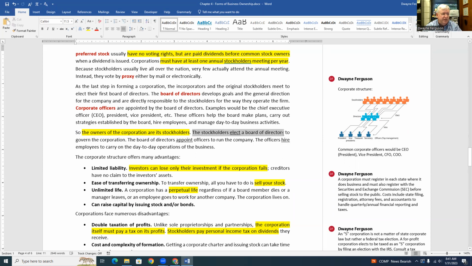The board of directors, they govern the corporation. They make decisions about all the things that the corporation is going to do, if they want to branch out to another city, whatever they want to do. So the corporation is owned by the stockholders. They elect the board of directors. They appoint the officers. And then they hire the employees, management employees. So this whole little thing right here is something you want to highlight, really for test purposes.